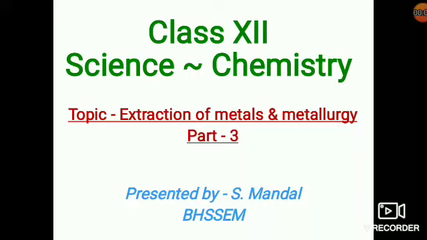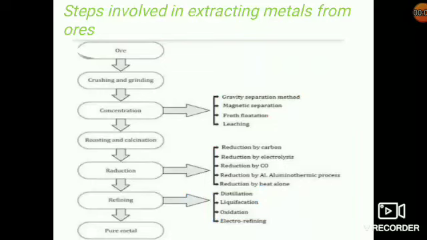Hello students, today we'll complete part 3 of extraction of metals and metallurgy, unit 6, class 12 science chemistry. This is the flow chart where the steps involved in extracting metal from their ores are being shown.